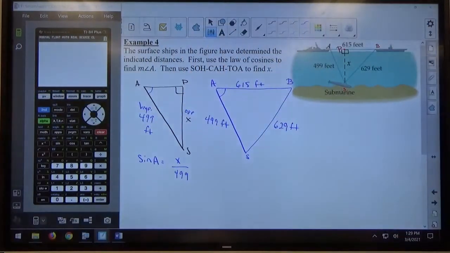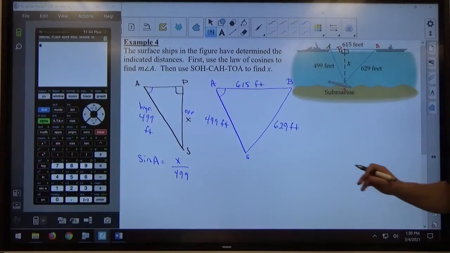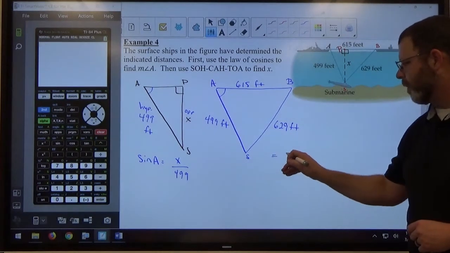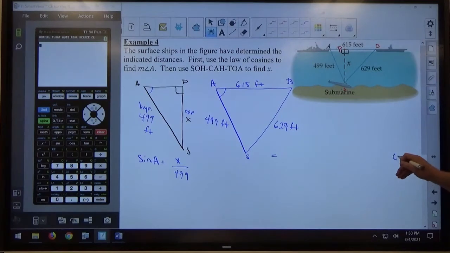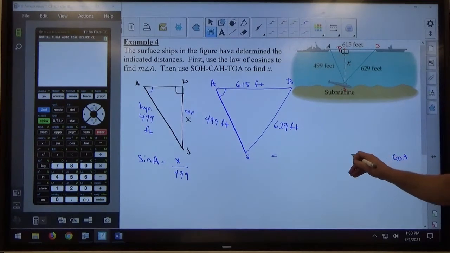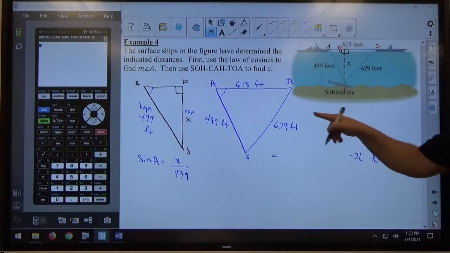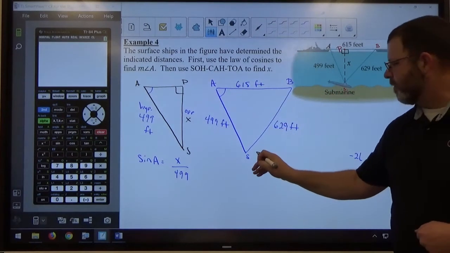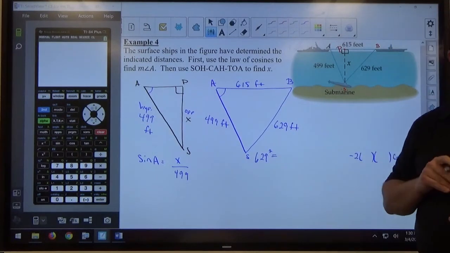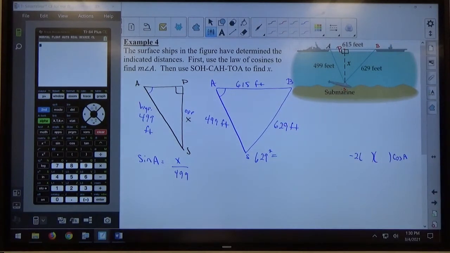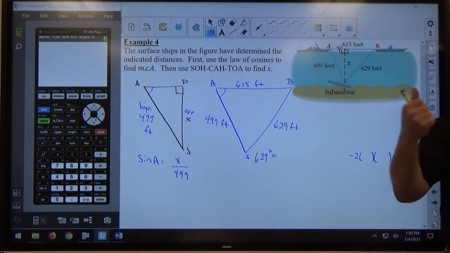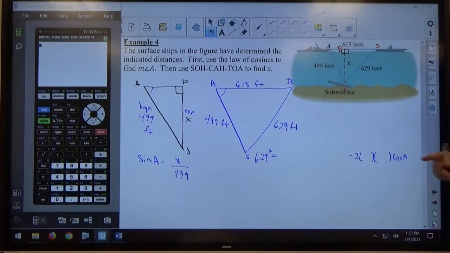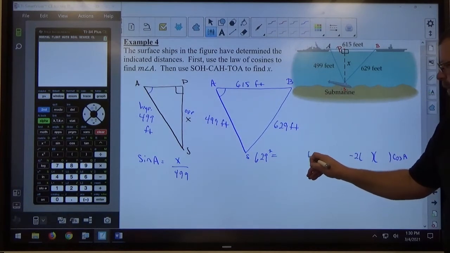So if I'm doing the law of cosines to find angle A, and I set it up like I normally do, I'm going to have the cosine of A all the way over here. Of course, it's being subtracted by 2 times a couple numbers times that. And then what goes over here has to be the side opposite A. So if this is cosine of A, the number by itself has to be 629 squared. When you're setting up the law of cosines, the angle on the left has to match the side opposite on the right. Then what goes in the middle is just a bunch of numbers squared and 2 times numbers and so on.